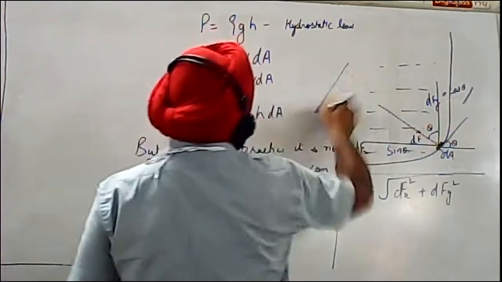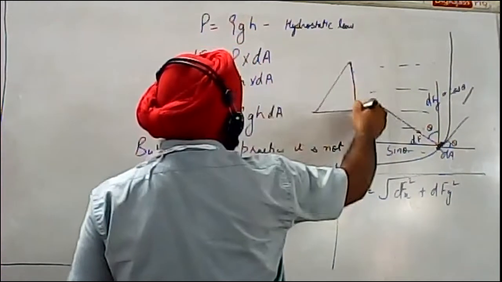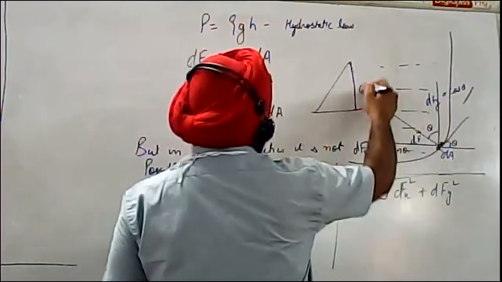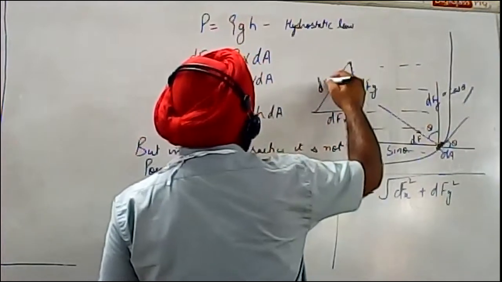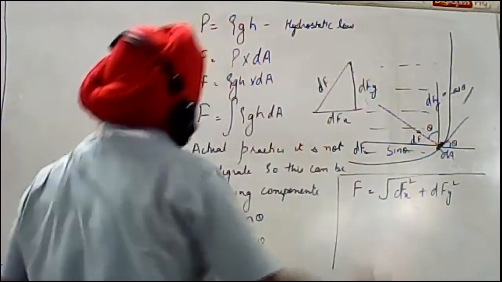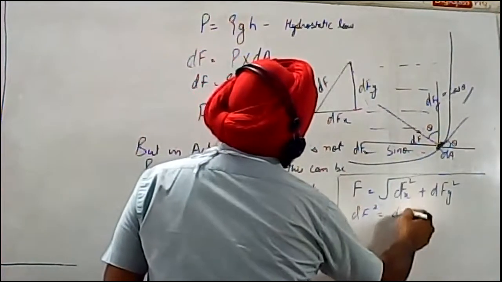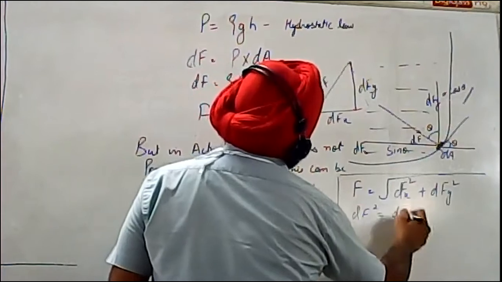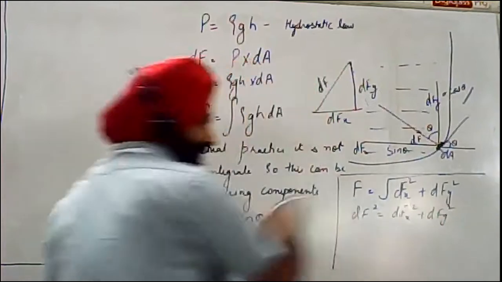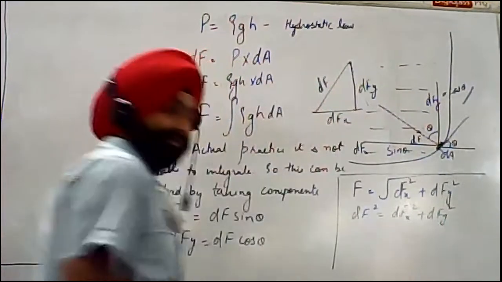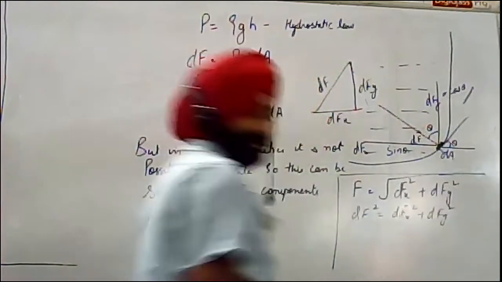Now this one is dFy, this is dFx, and if you want to calculate dF using the Pythagoras theorem, dF square is equal to dFx square plus dFy square. So we are using this Pythagoras theorem to solve this. F is equal to Fx square plus Fy square under root, right?